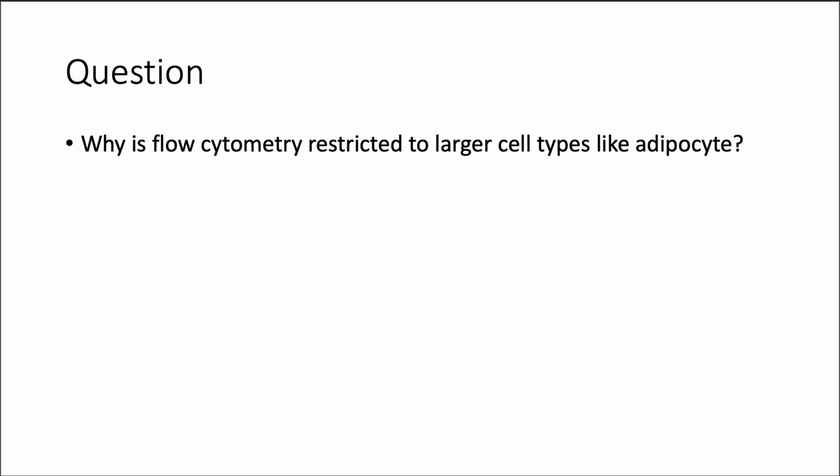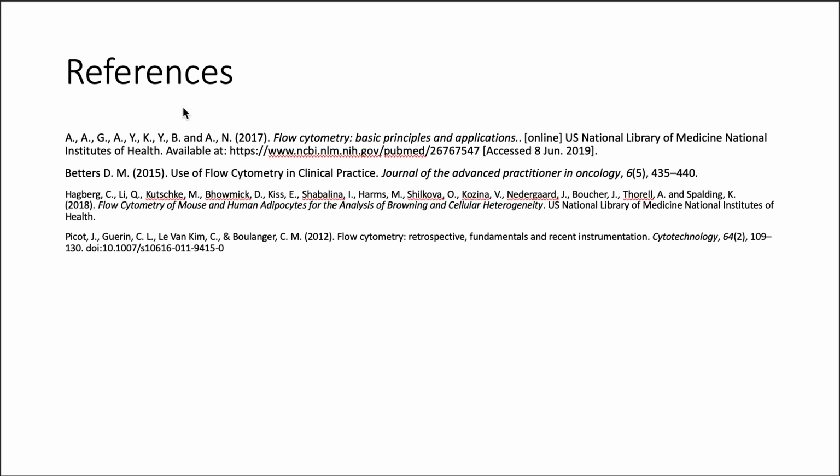So the question that I had is, why is flow cytometry restricted to larger cell types like adipocytes? And here are my references.